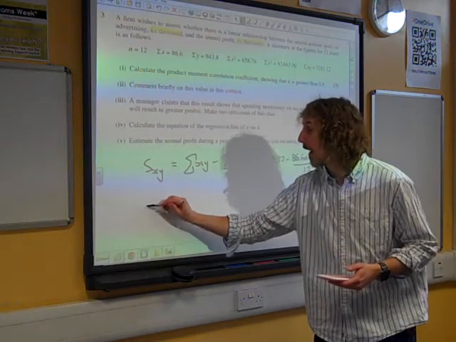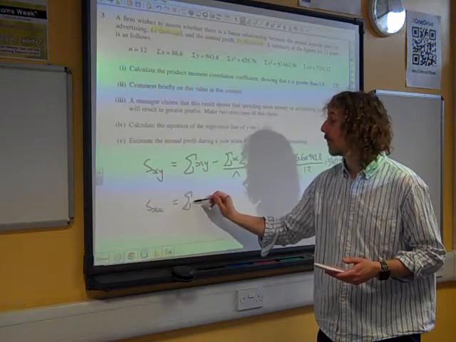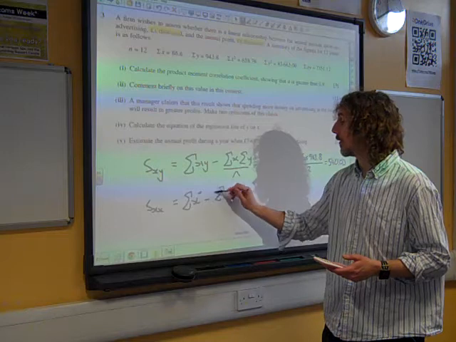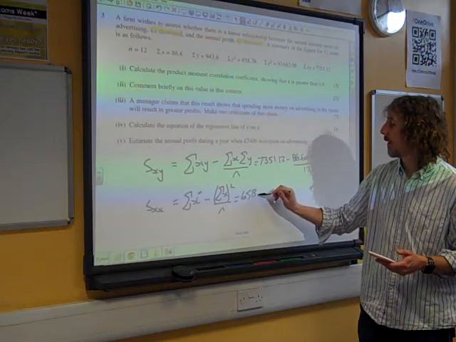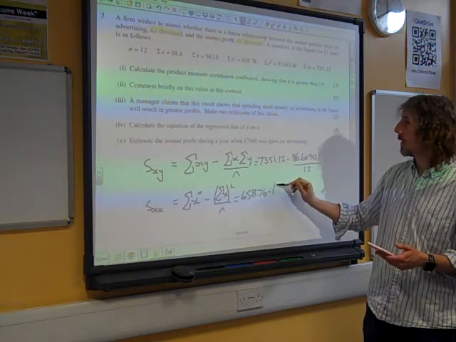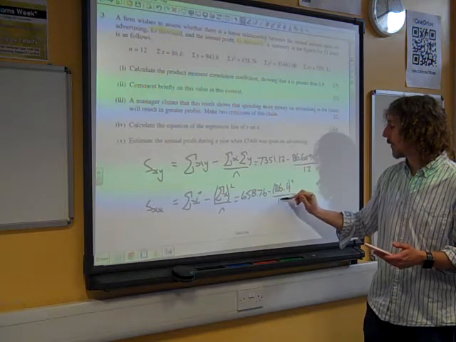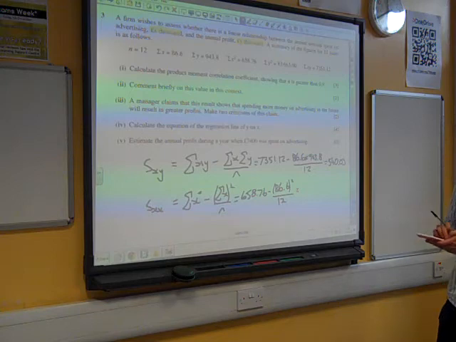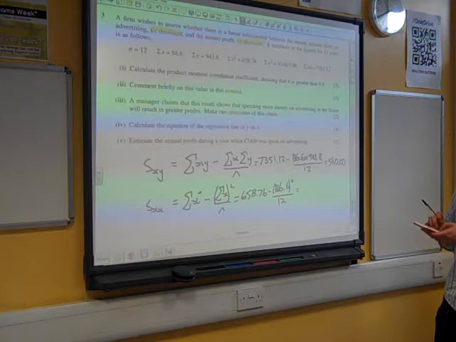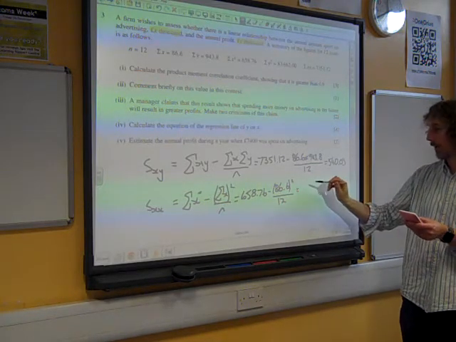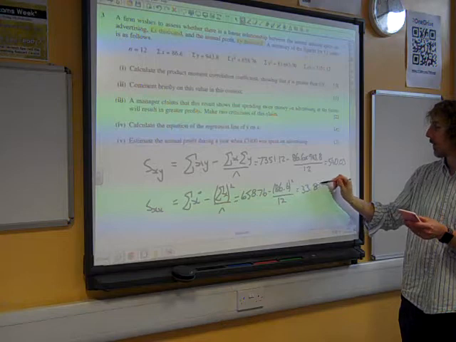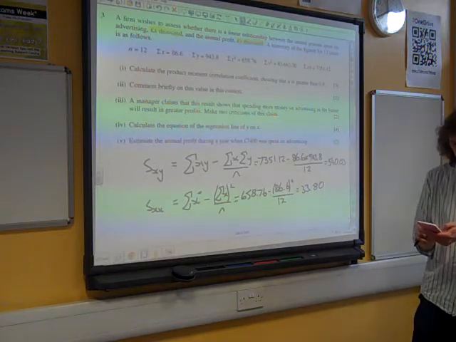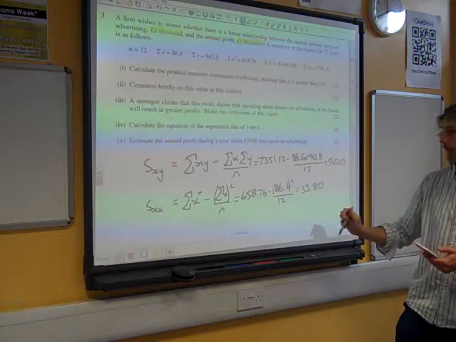Right. Sxx, sigma x squared minus sigma x all squared over n gives us 658.76 minus 86.6 squared over 12 gives me, that's not very nice, 33.80, but that wasn't exact, so I am definitely going to store that in memory B. There it is stored, brilliant.